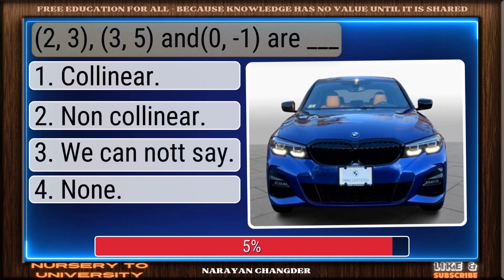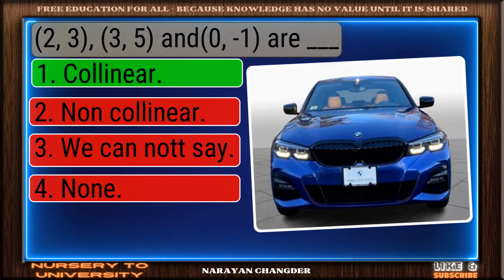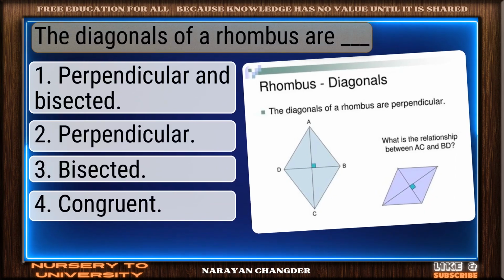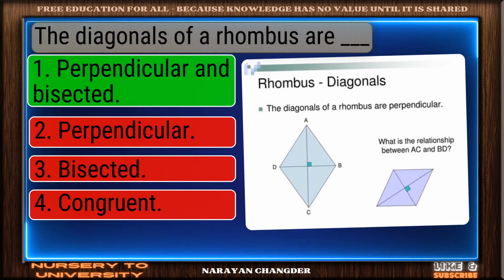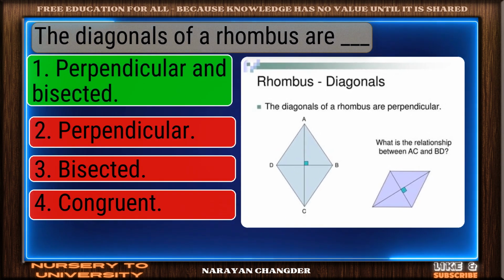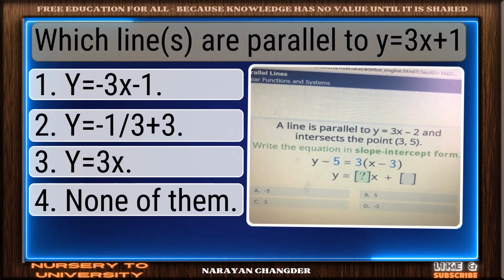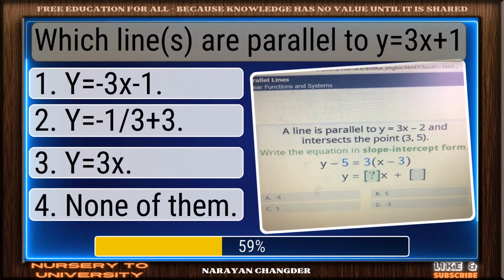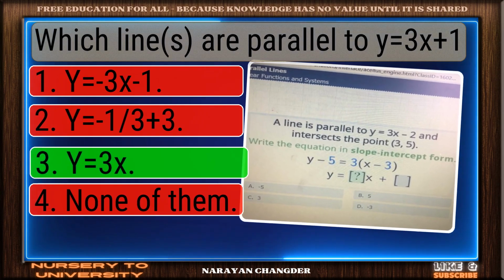And R dash. Valid point. Collinear is true. The diagonals of a rhombus are dash. Well reasoned. Perpendicular and bisected is correct. Which line is parallel to y equal to 3x plus 1? Good thinking. Y equal to 3x is right.